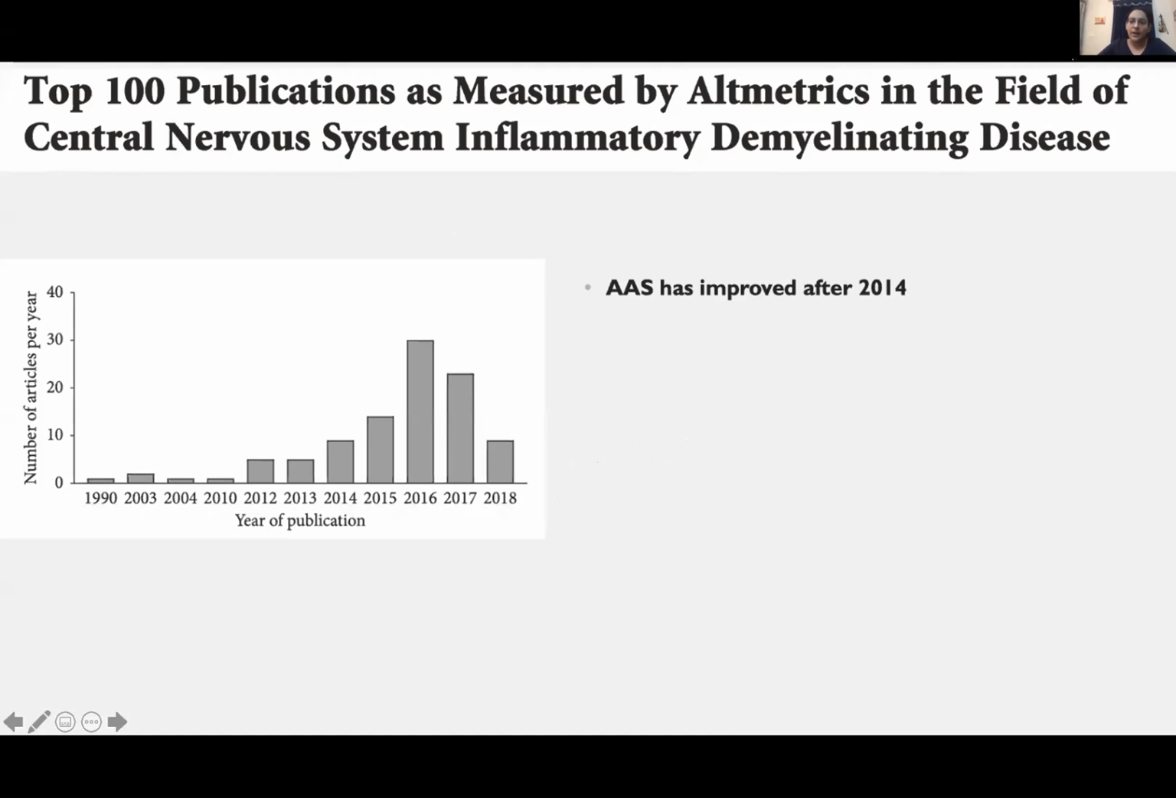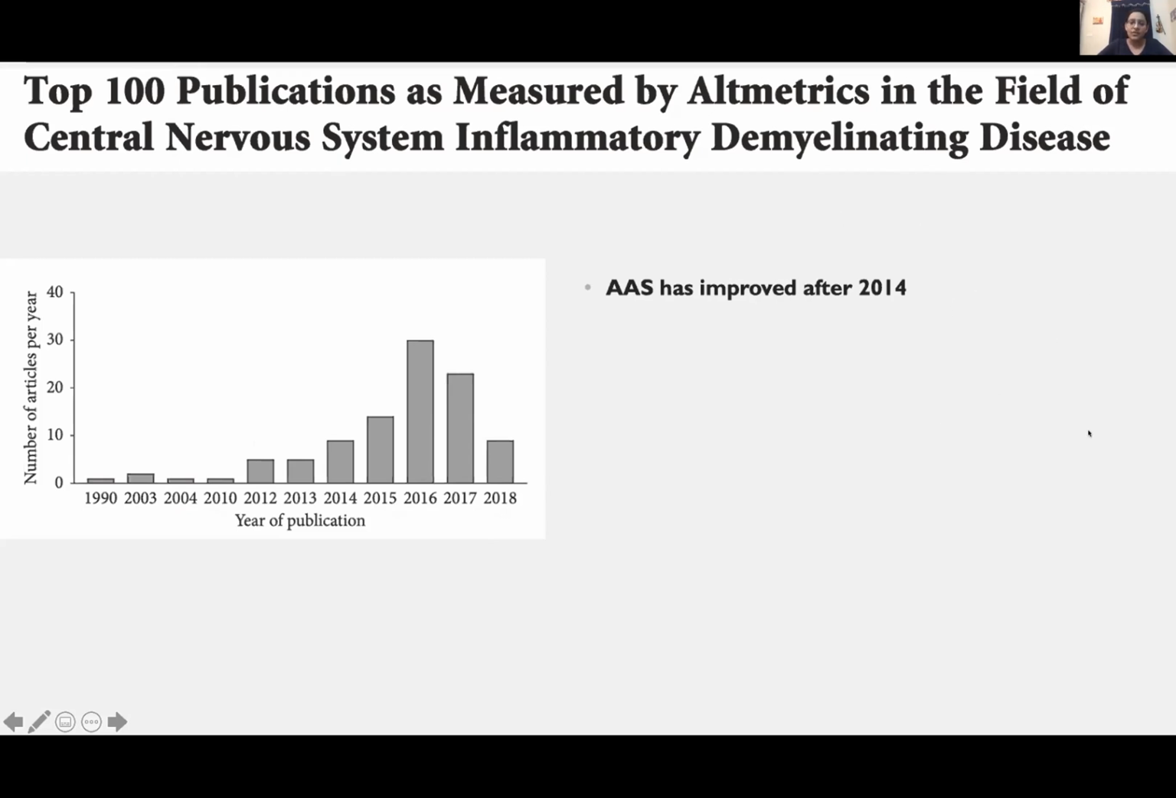So if you look at the top 100 publications as measured by Altmetrics in, suppose, the field of inflammatory demyelinating disease, the authors of this paper looked at the number of articles per year which were the top publications as measured by Altmetrics, so which could cross a certain threshold of Altmetric score. And as you can see, in the earlier years, there were very few articles who fulfilled that criteria. While after 2014, there was some sort of a digital revolution in that the number of articles has gradually gone up. So definitely attention to science on digital platforms has gone up with the wider usage of smartphones and the World Wide Web.